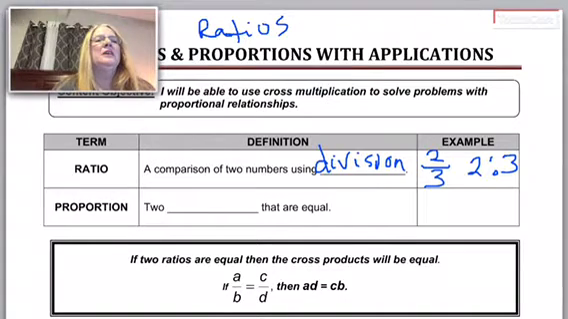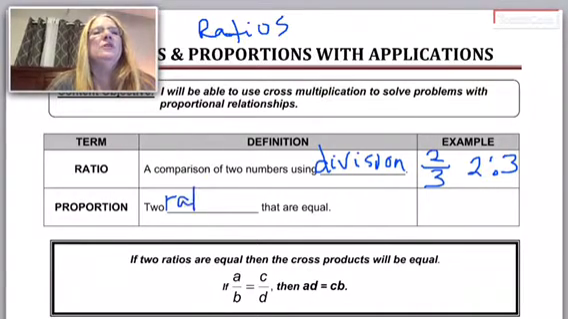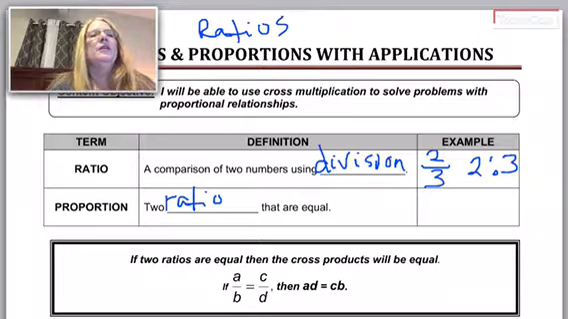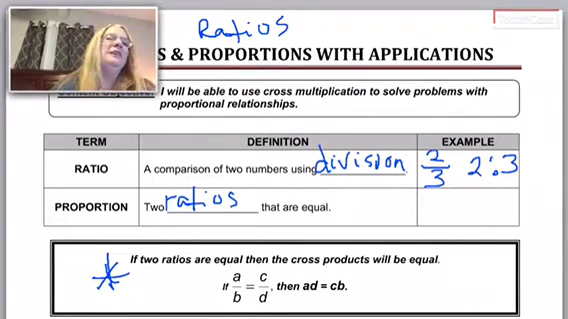A proportion then is two ratios that are equal. And this is an important rule in math, because if two ratios are equal, their cross products will always be equal. So if A over B is equal to C over D, then you cross multiply and you get A times D is equal to C times B.